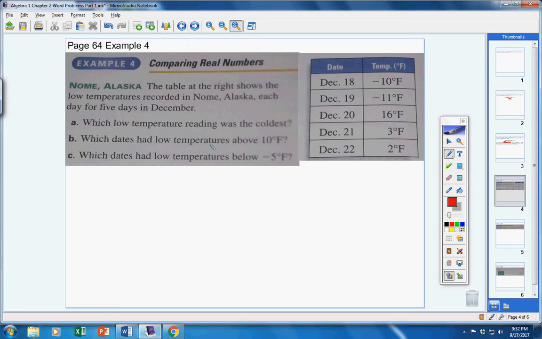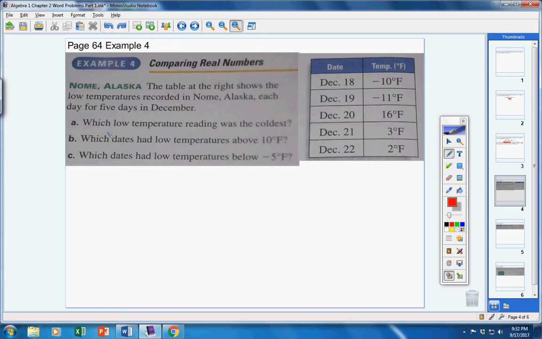Now in your notes, I would encourage you to not write all of this down. Just simply put in your notes, page 64, example 4. And then if you want, you can turn over to your book to page 64 or not. That's up to you, okay? This table right here shows the low temperatures recorded in Nome, Alaska for 5 days, December 18th through December 22nd, okay?